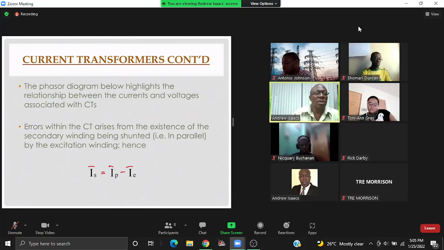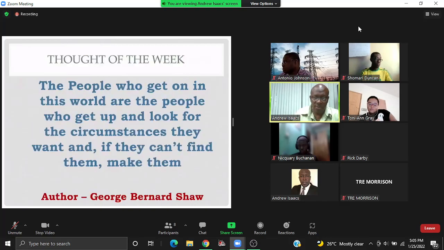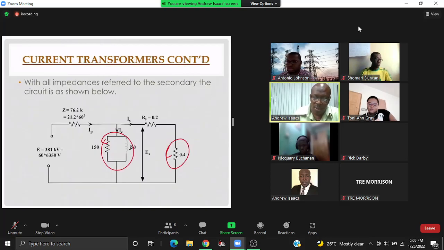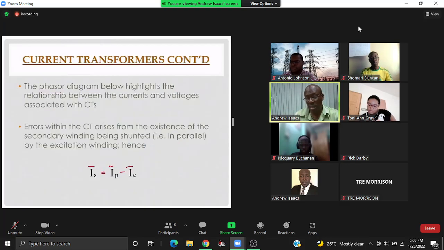So, just going back to the figure with our CT, this is IP, that's IS, and that's IE. So we're just applying Kirchhoff's current law at that point. That's all we're doing, right? And we're saying that IP is equal to IE plus IS. But remember, what we are interested in is what the relay will see. So we are interested in what goes to the secondary, which is the current that will then go through the relay. Is that clear?